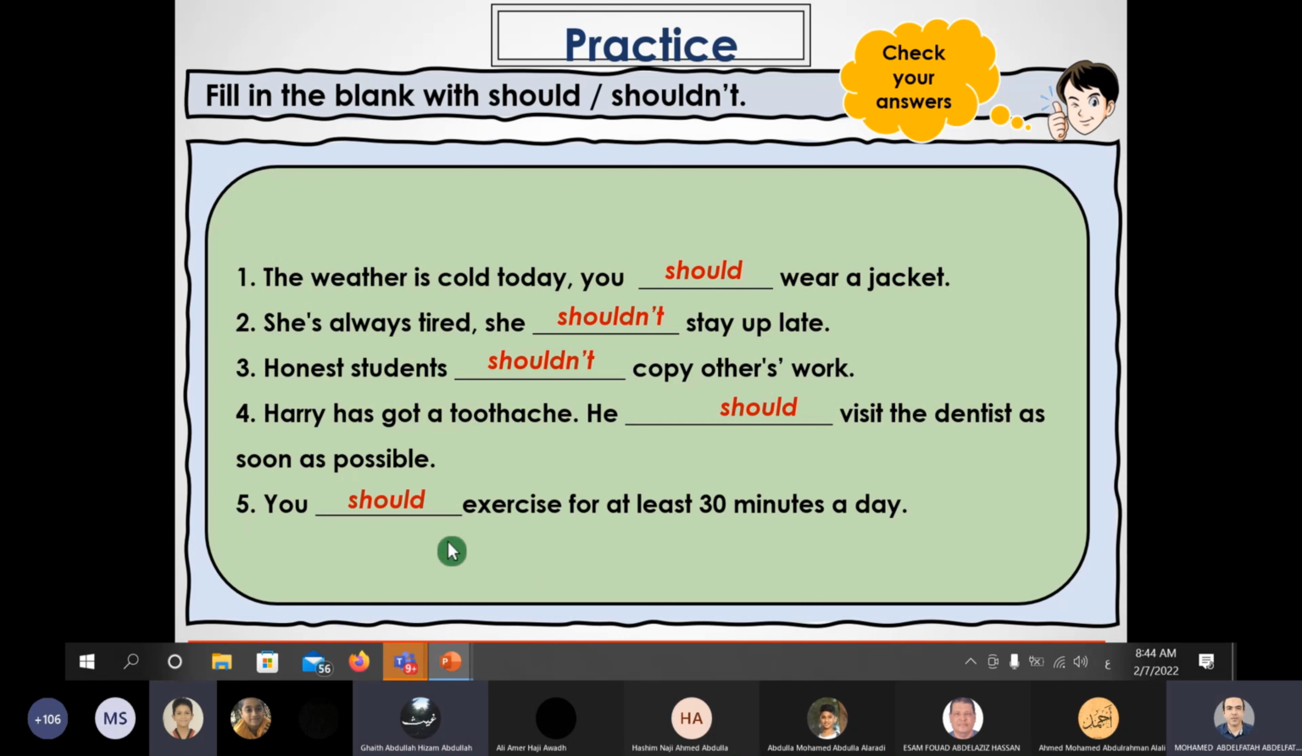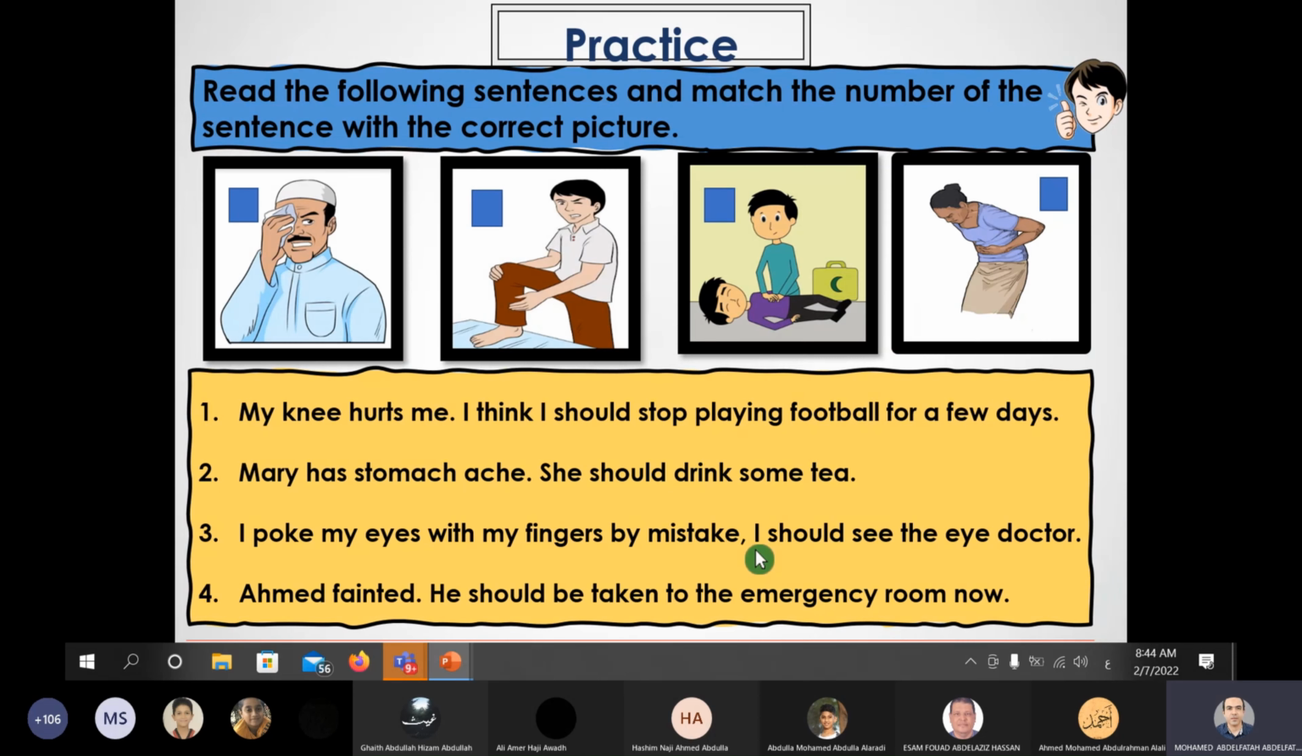Should. Yeah. When you say you should, you give advice. Advice for people who are lazy and don't exercise or walk every day. The advice is you should exercise for at least 30 minutes a day. Bravo, students. Now let's go to another type of exercise.